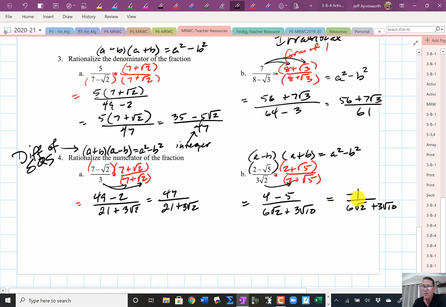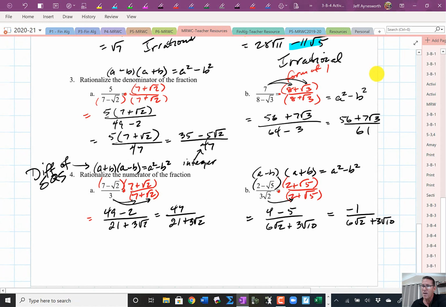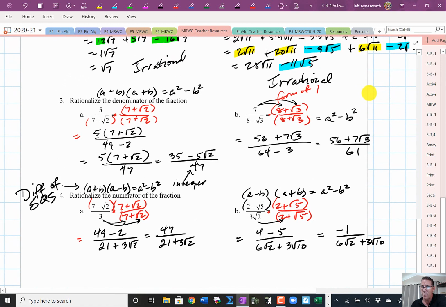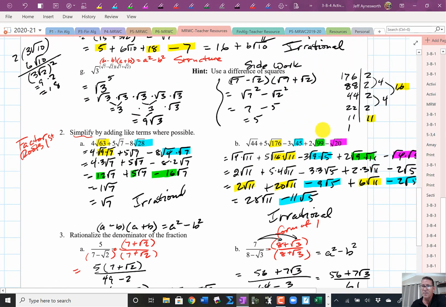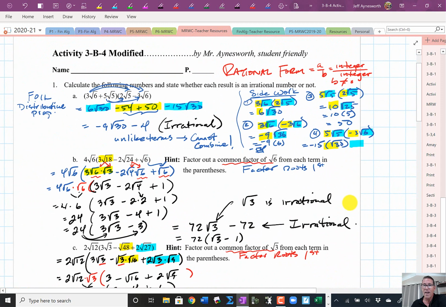So there you go. And that's how it is. That's activity 3B4, modified, that is, by me. I'm Mr. Aynesworth. I know it's not the exact original activity in MRWC, but I thought it was a little bit too long, so I modified it, made it student-friendly, and went through everything in detail. So, again, this is a video. Go back and use it to your advantage.